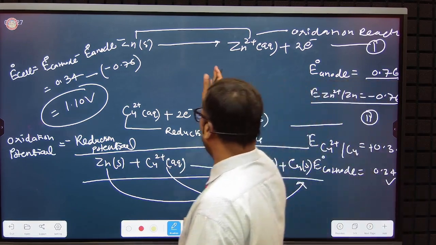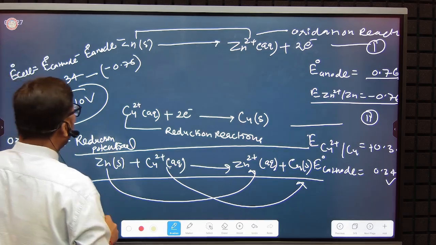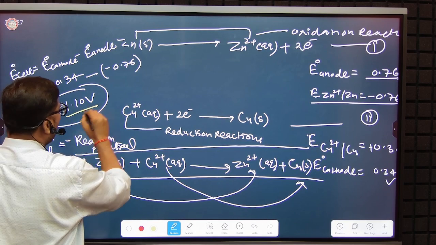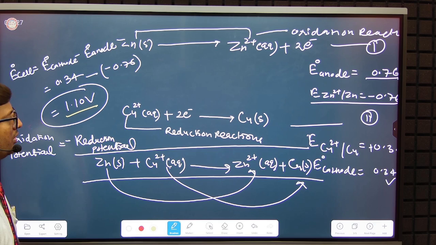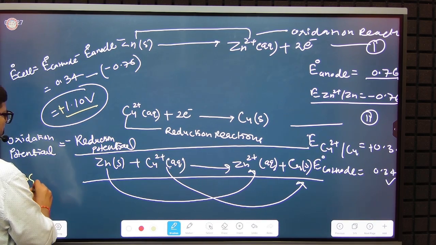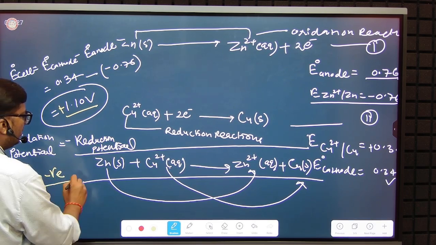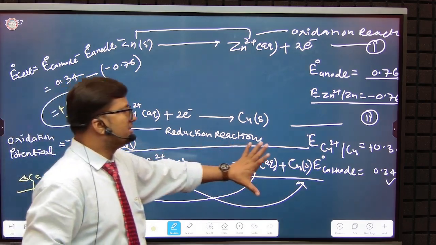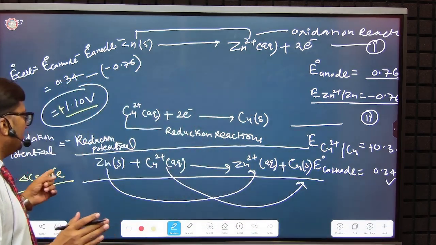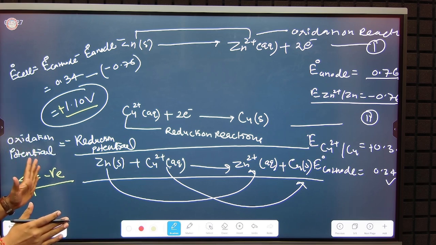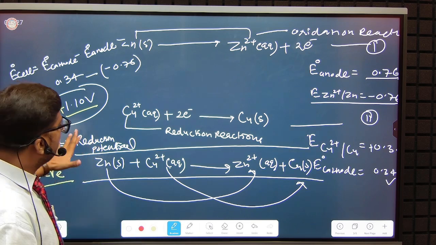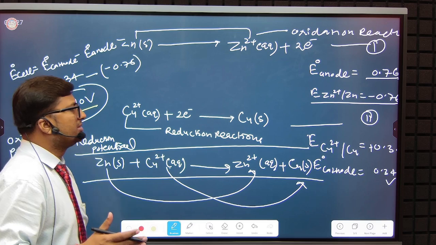Now in this particular zinc copper galvanic cell, the E0 cell is 1.10 volt, and you can see this is a positive quantity. So delta G will be negative. Such reactions are thermodynamically favorable, and thermodynamically favorable means electricity can be produced from this particular electrochemical reaction, right?